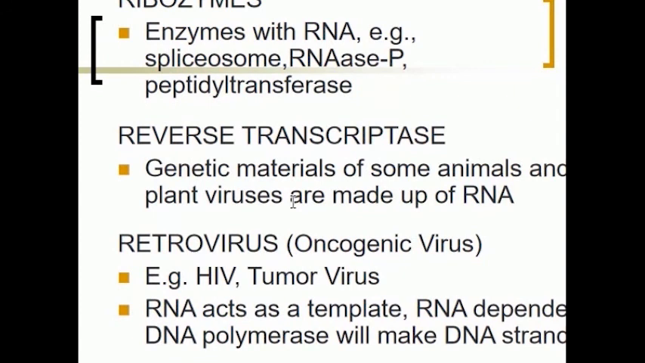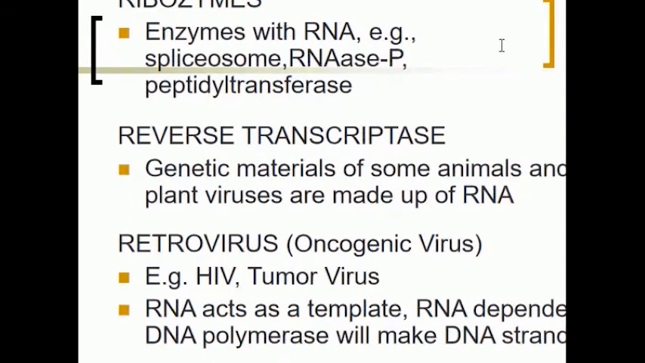So we have some other type of enzymes we call ribozymes. Usually we know that enzymes are protein in nature, but RNA also has enzymatic activity. That is why they are called ribozymes. I told you splicing is happening, removal of introns and splicing together of exons, and that is not done by certain proteins. It is done by the RNA itself. So the RNA itself has enzymatic activity. Enzymes made of RNA are called ribozymes. Examples are spliceosomes, RNase P, and peptidyl transferase.